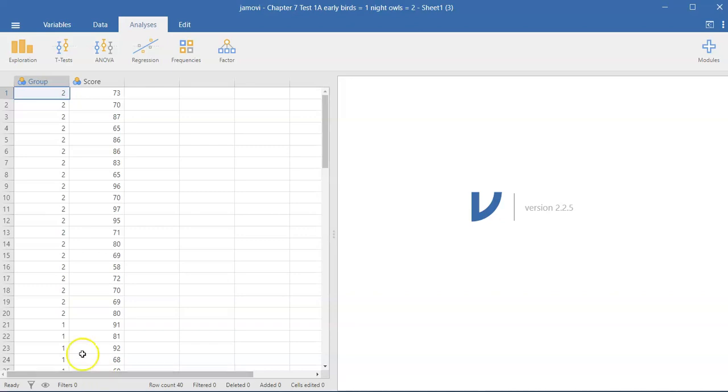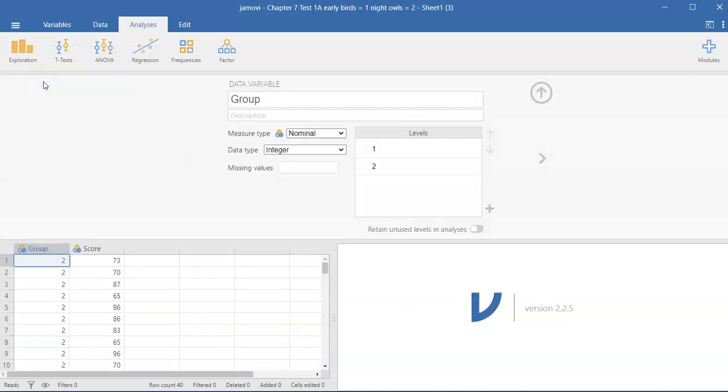The first thing you want to do is enter your value labels. So in this one, you're comparing people who are early birds versus night owls, people who like to get up early in the morning or people who like to stay up late at night. And they're labeled into groups as 1 and 2. So you want to label them so the output's a little easier to read.